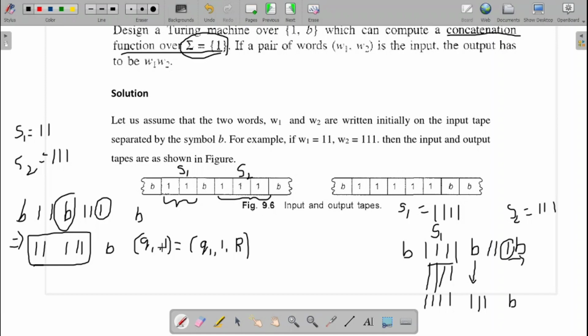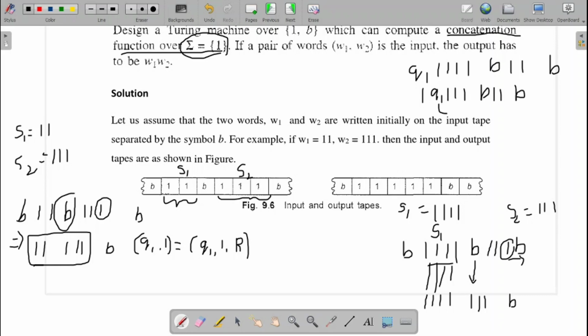So what have I done? In Q1, whenever I get a 1, I retain that 1 as it is, and just make the right movement. Let me take this example: 1 1 1 1 blank and 1 1 and the blank. I started from here, right? So Q1 on 1. What I have done? 1 as it is, Q1 shifted to the right side, then the rest will be 1 1 1 blank and the 1 1 and the blank.